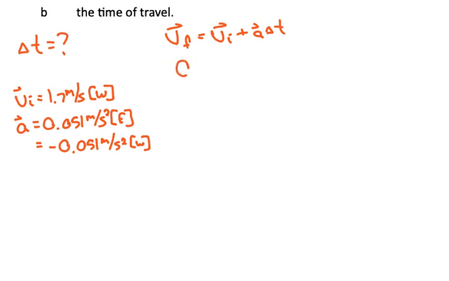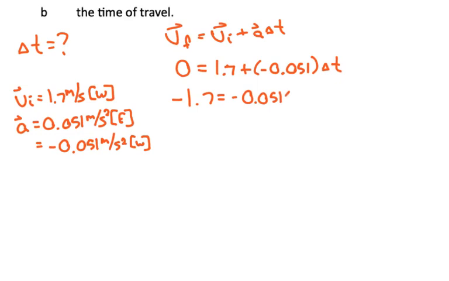So doing the math, VF was 0, VI 1.7, A negative 0.051, and delta T we don't know. Moving the 1.7 over to the left, we get negative 1.7 equals negative 0.051 delta T. Divide both sides by negative 0.051, going to 2 sig figs, we would get 33 seconds.